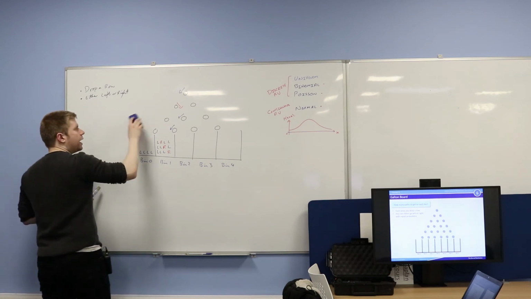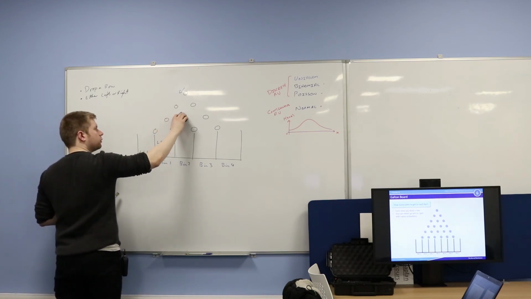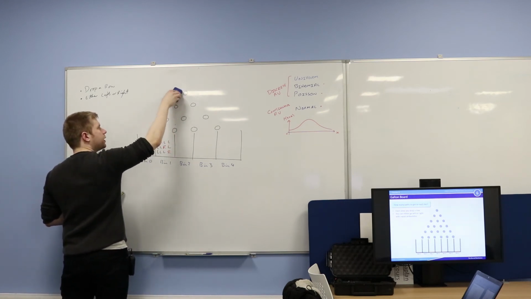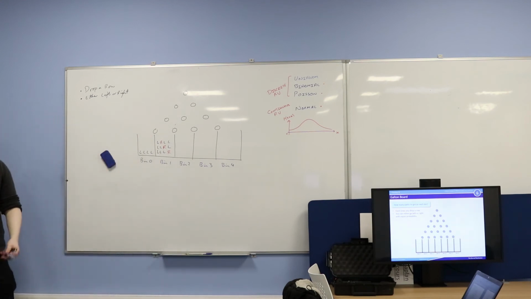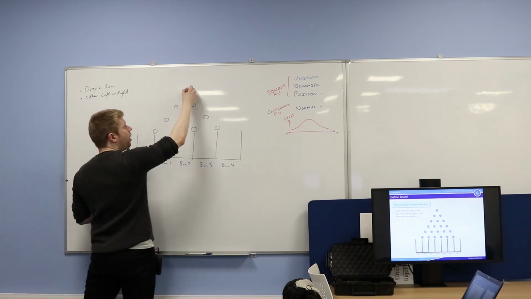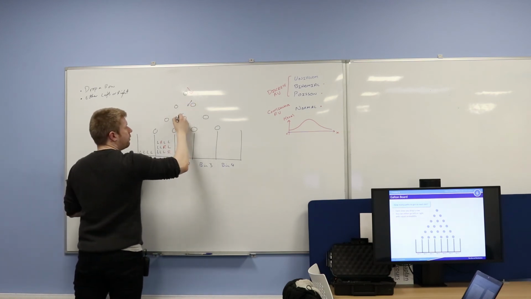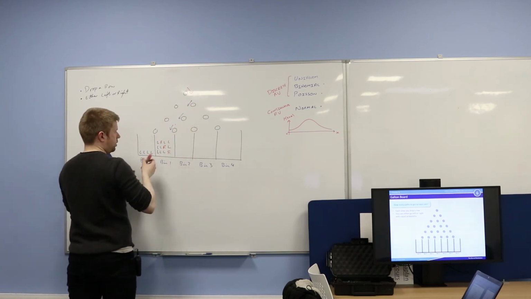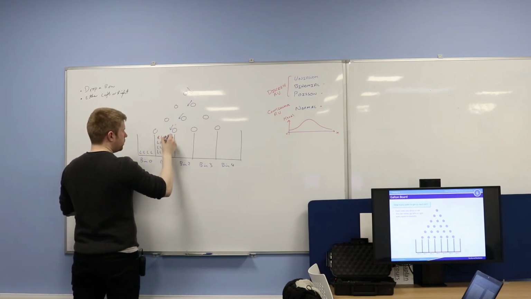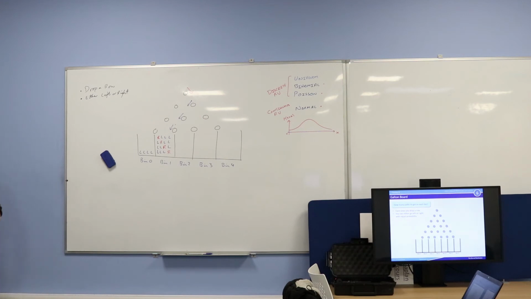Fantastic. Any other ways of getting into that bin? Yeah, absolutely. So go right first and then do full lefts. So you'd have to go right, left, left, and then left again. Are there any other ways of getting into that bin? No, I don't think so. So I think that's our only options.